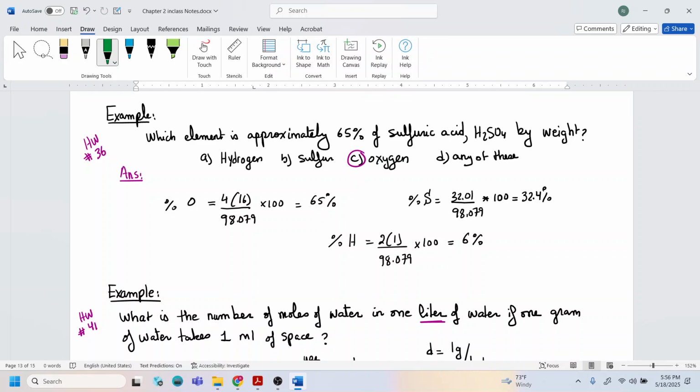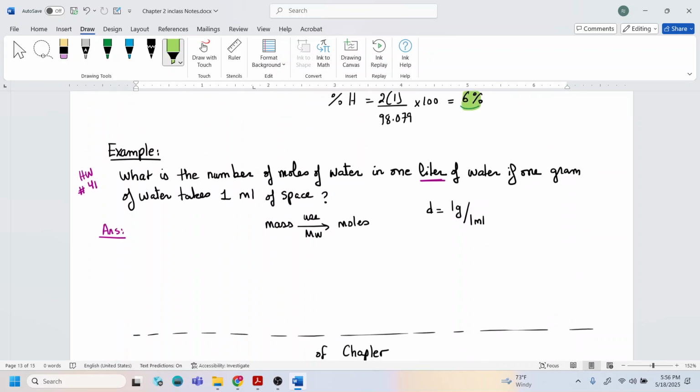I did do the percentage of both the sulfur and the hydrogen just to make sure, but you can also check your answer by adding those up. So take the 65, add it to the 6, add it to the 32.4, and your answer has to be 100%. If it is more than 100%, there's something wrong in your calculation.